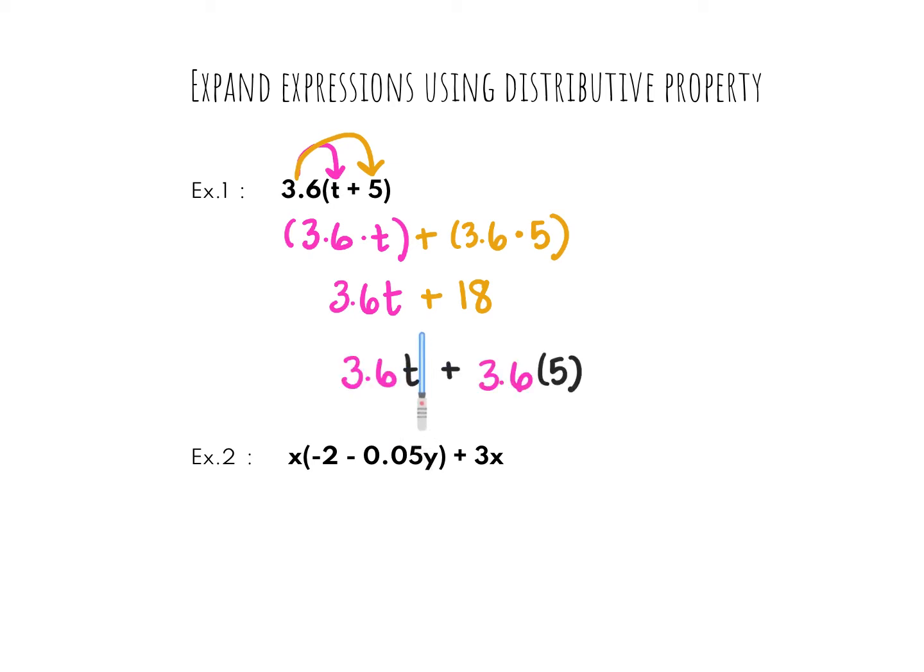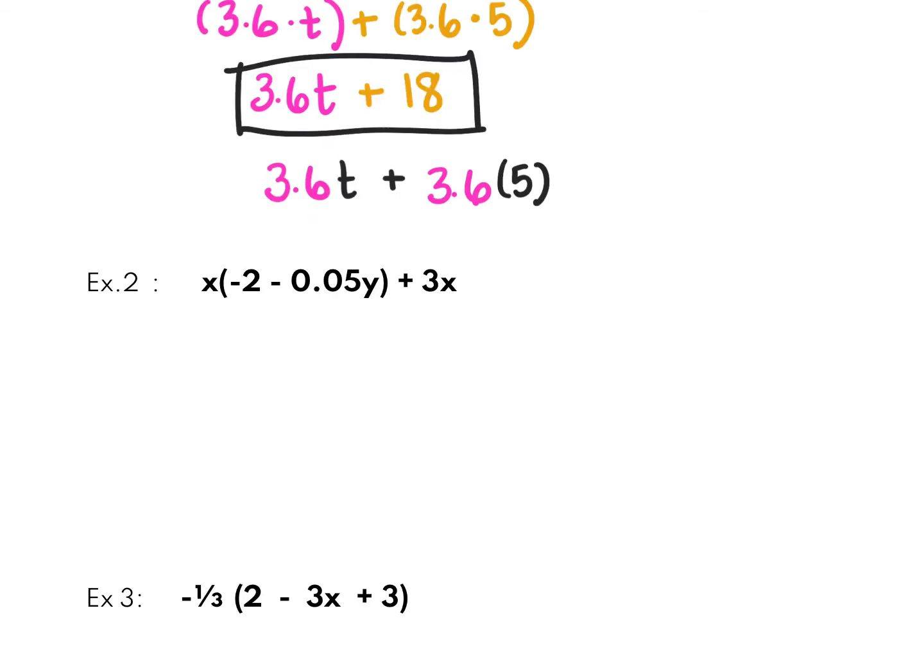Another way to look at it right here, my expression that was inside the parentheses, t plus 5, and I multiplied 3.6 by both of those terms. So your answer here is going to be 3.6t plus 18.